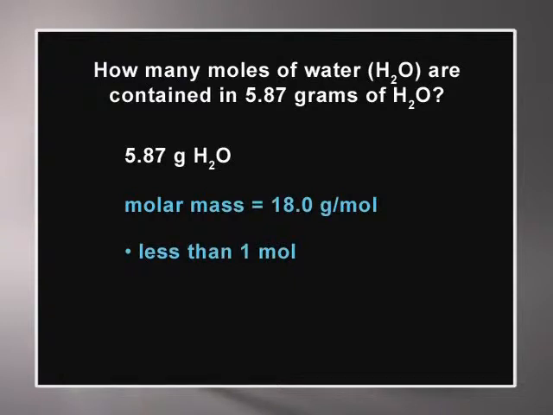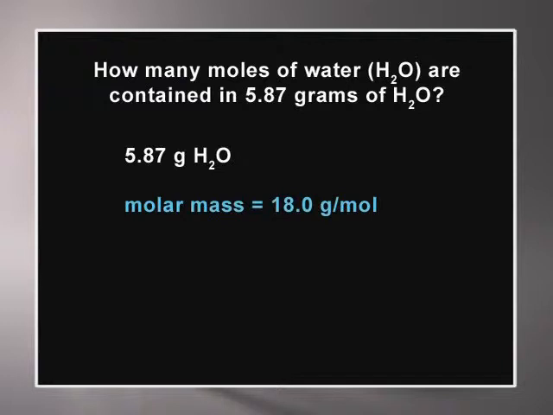Now, the problem didn't specifically ask whether you had more or less than 1 mole, but this is the kind of thinking habit that you should be getting into. When you see 5.87 grams and 18 grams per mole, you should look at those numbers and almost immediately realize that you have less than 1 mole. But the problem wanted you to calculate the actual number of moles, so you have to do the arithmetic.